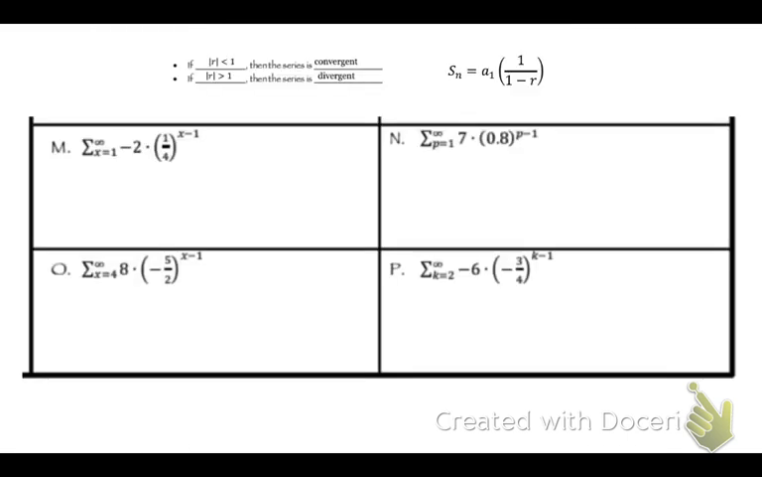Okay, this next one. r equals 1/4, which is convergent. We have to find the first term. So -2 times (1/4) to the 1 minus 1 power is -2. Then the sum is -2 times 1 over (1 minus 1/4), which equals -8/3.